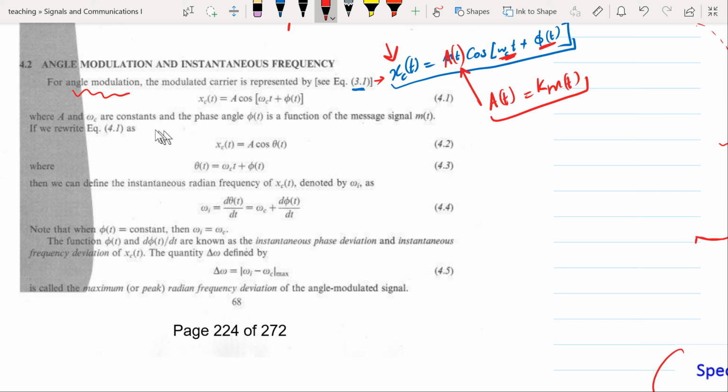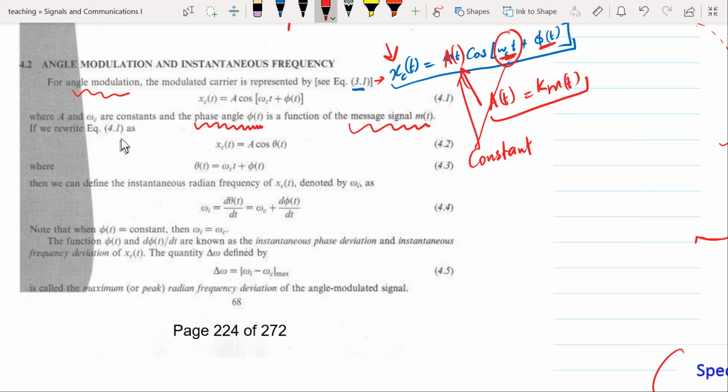But now, for the angle modulation, we keep the amplitude and the frequency constant. These are kept constant, whereas we change the phase angle of the carrier with respect to the message signal m(t). And we'll see two different ways in which the phi of t can change.